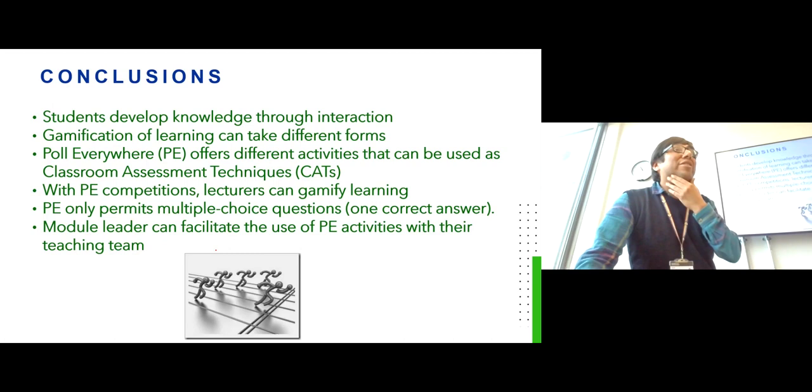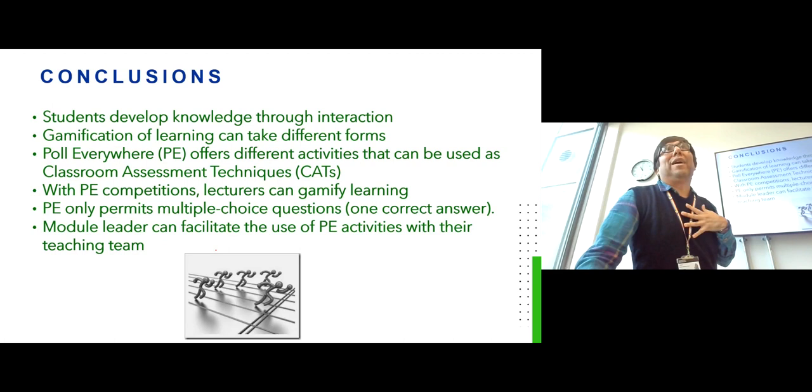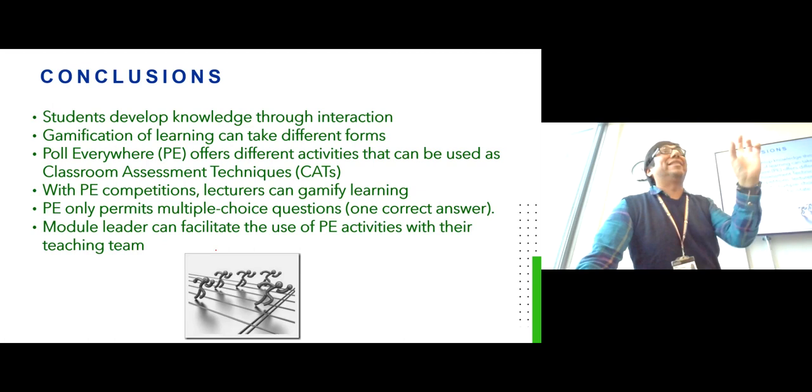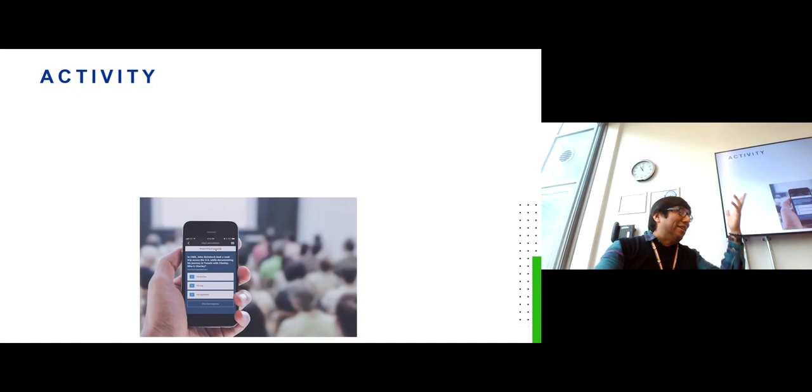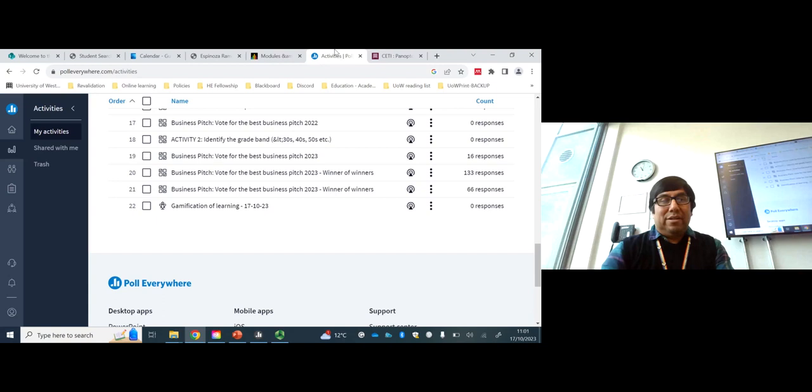And the key part: if I am the module leader, the maximum number of activities that I want to create is based on the maximum number of seminars that one of my seminar leaders has in that week. That's the rule. So now we have an activity. Imagine we create competitions. This is the one here, so I click on the competitions.